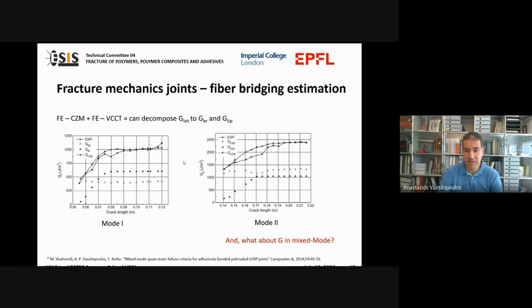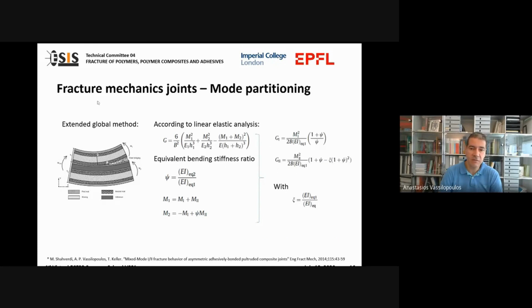And to decompose the G in mode 1 and mode 2, there are quite a lot of methods. Initially, a method called the global method was developed by Gordon Williams a long time ago. It was based on the experimental compliance method, and actually on the decomposition of mode 1 and mode 2 depending on the thickness of the different arms of the laminate that was bended.